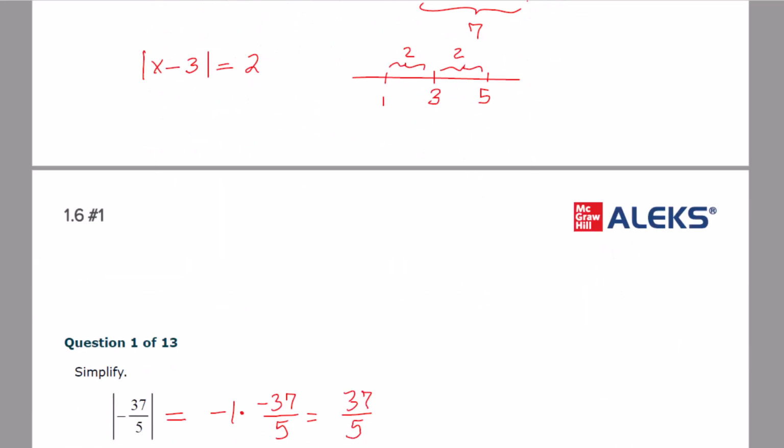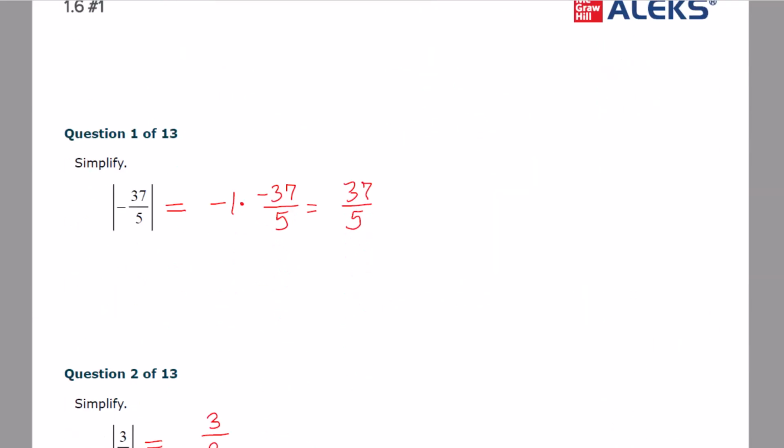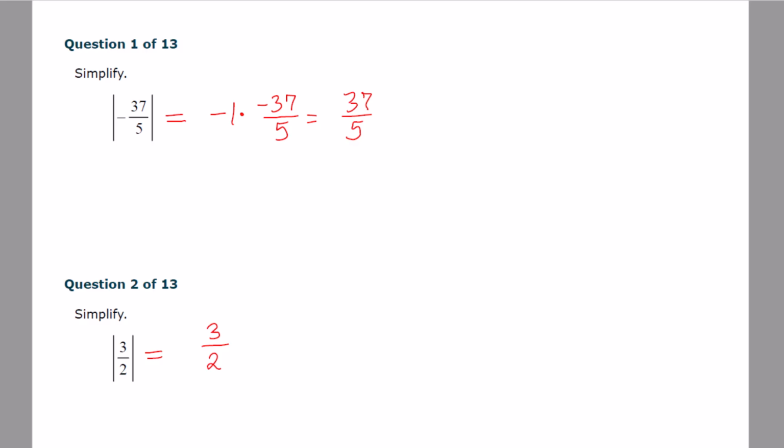All right, so let's look at some ALEKS homework questions. The absolute value of a negative number is the negative of it, and so I get a positive. The absolute value of a positive number just comes right on through, no change.